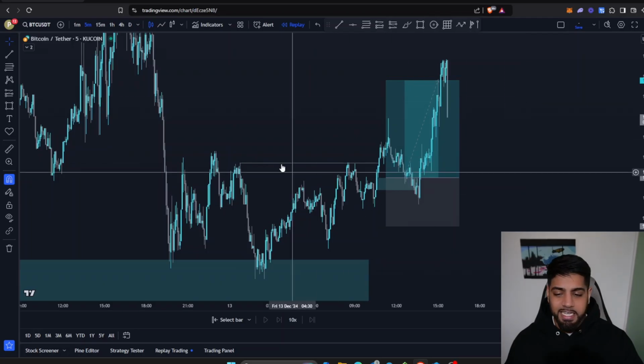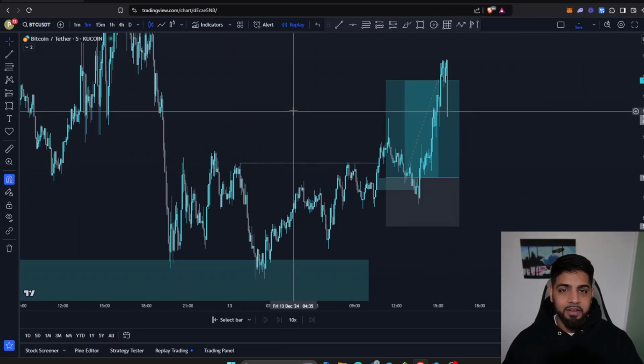So it's nice and simple. We're identifying key areas of interest on the higher time frame after we've understood our higher time frame bias.